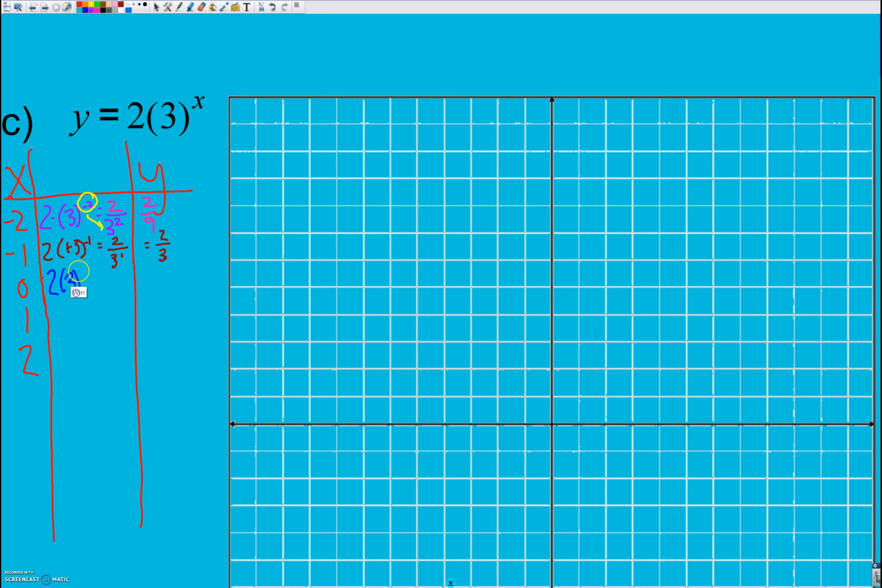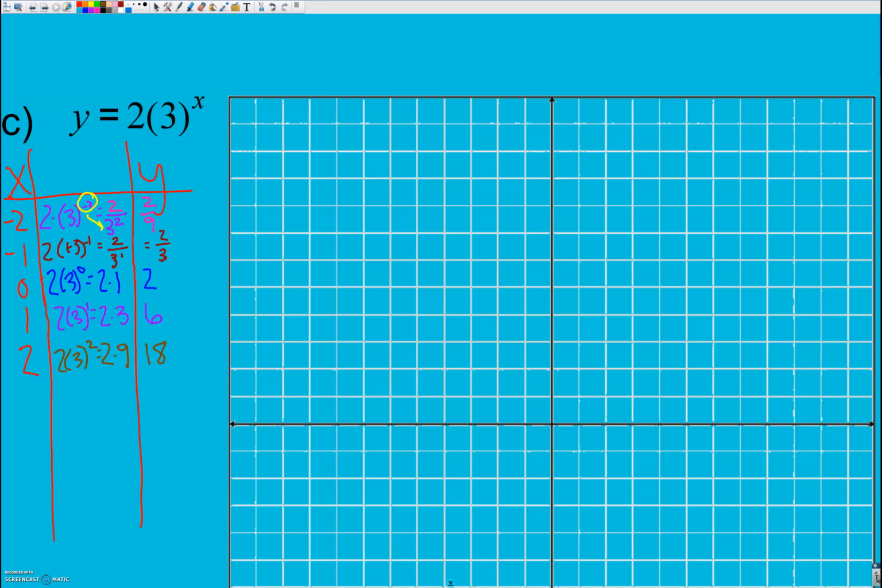We have 2 times 3 to the 0 power. Remember, anything to the 0 power is just 1. So 2 times 1 gives me 2. 2 times 3 to the first power. 3 to the first power is just 3, which gives me 6. And 2 times 3 squared. 3 squared is 9, so when I multiply those together, I get 18.